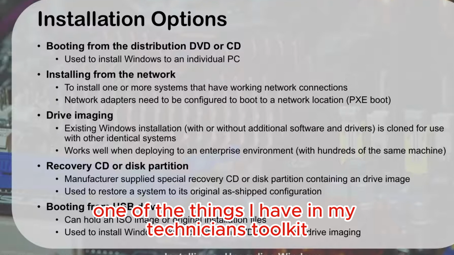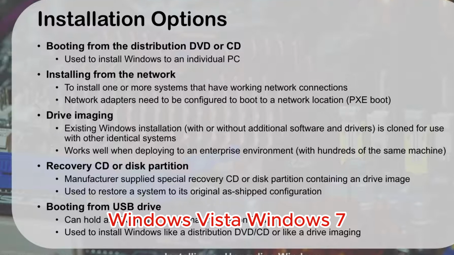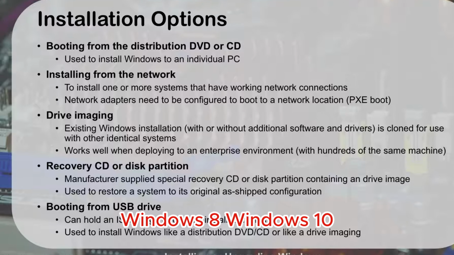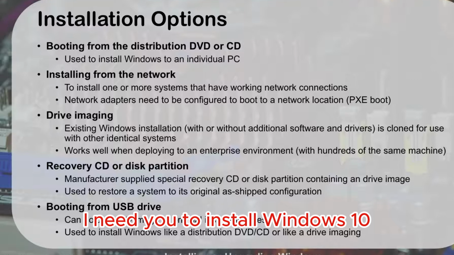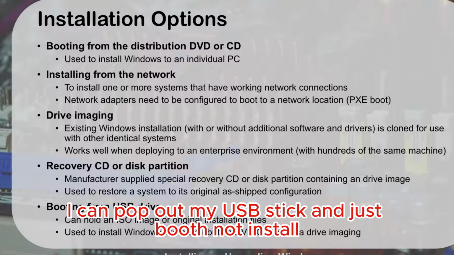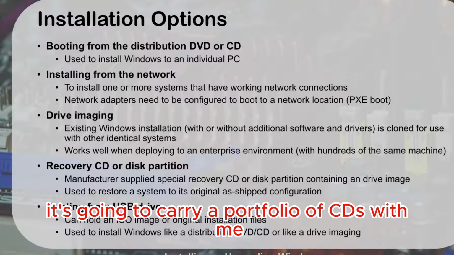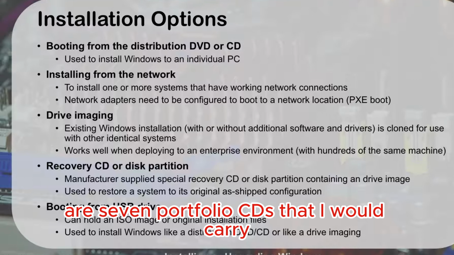One of the things I have in my technician's toolkit is I have thumb drives with Windows XP, Windows Vista, Windows 7, Windows 8, Windows 10. So if I go to somebody's house and they're like, hey, I need you to install Windows 10, here's my CD, here's my key for it, my product key. I can pop out my USB stick and just boot from that and install. Instead of having to carry a portfolio of CDs with me, as I used to do in the old days.